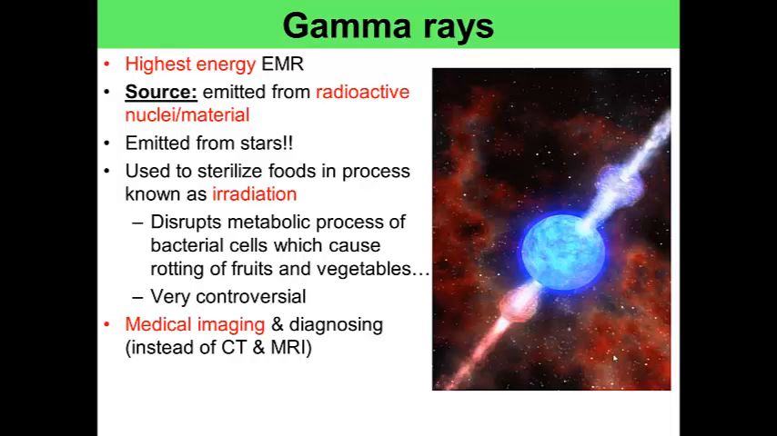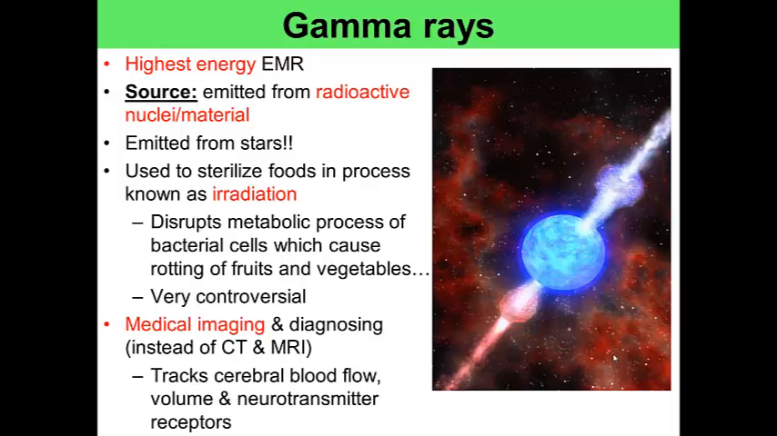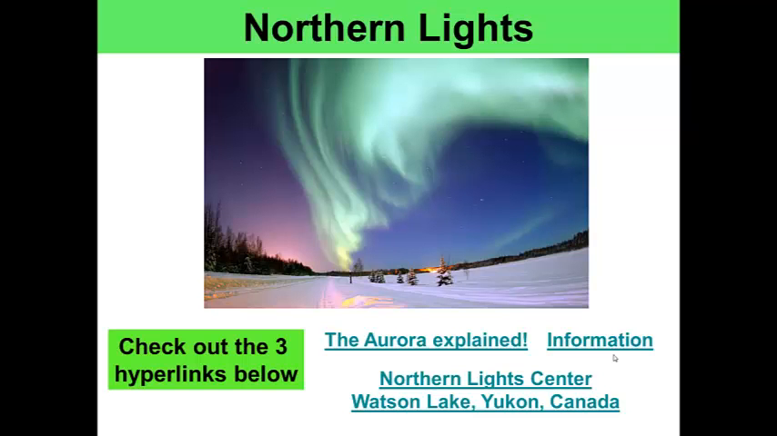diagnostic techniques. Instead of using CT and MRI, you can use it to track cerebral or brain blood flow and neurotransmitter receptors. Another example of electromagnetic radiation in your everyday life is the northern lights.